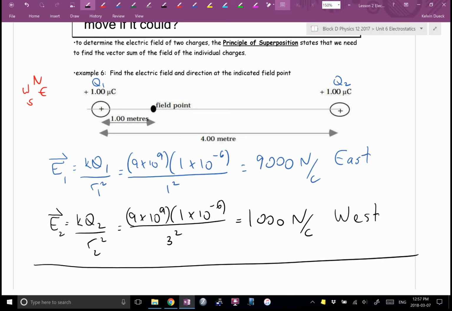In your head, what would 9,000 east plus 1,000 west be? How am I going to do it? Are they in the same direction? Who's winning? East. So it's going to be 9,000 minus 1,000. In your head? Direction? Units? Ta-da.